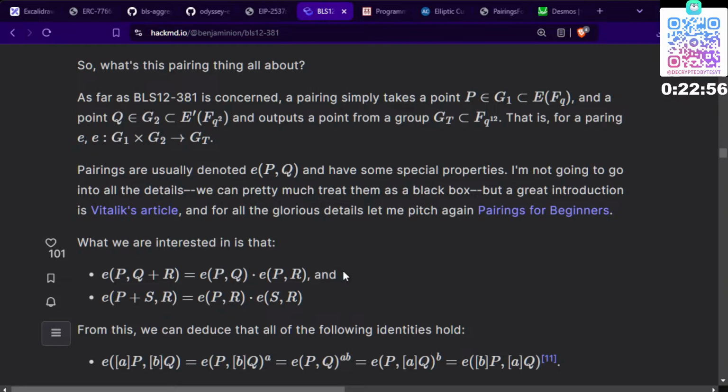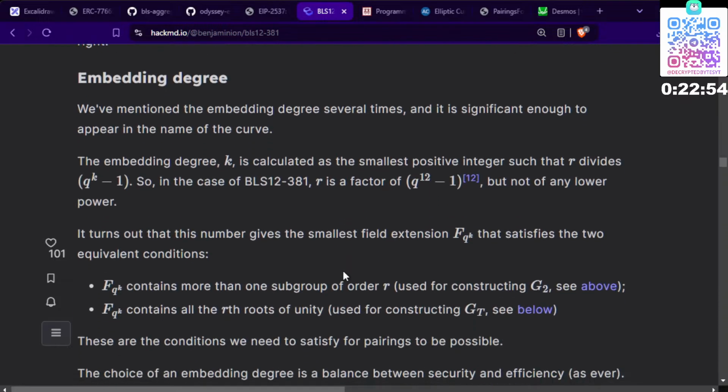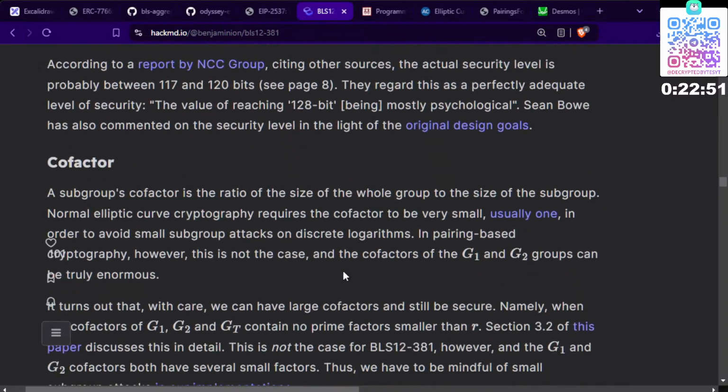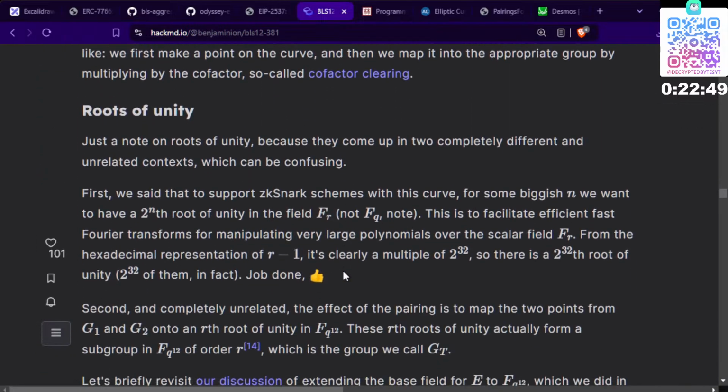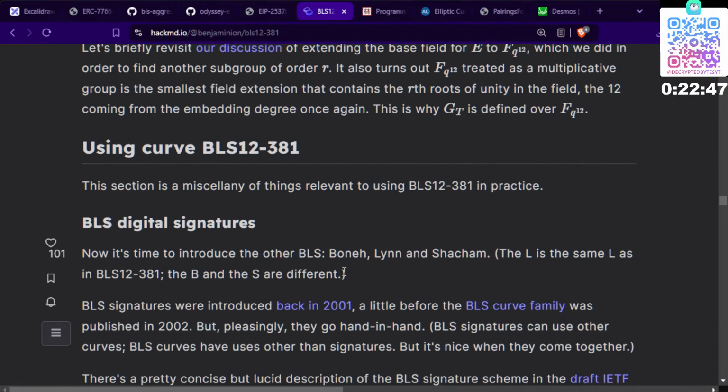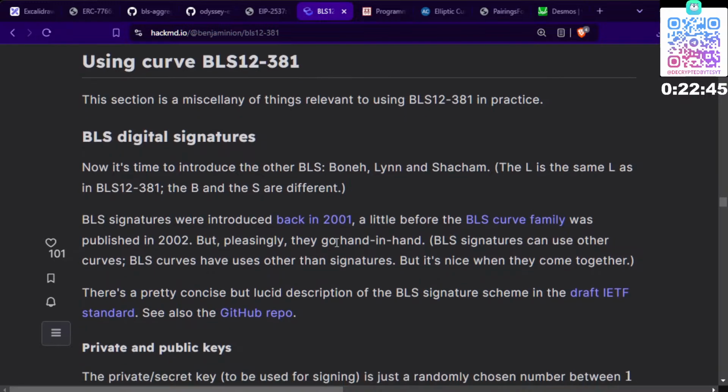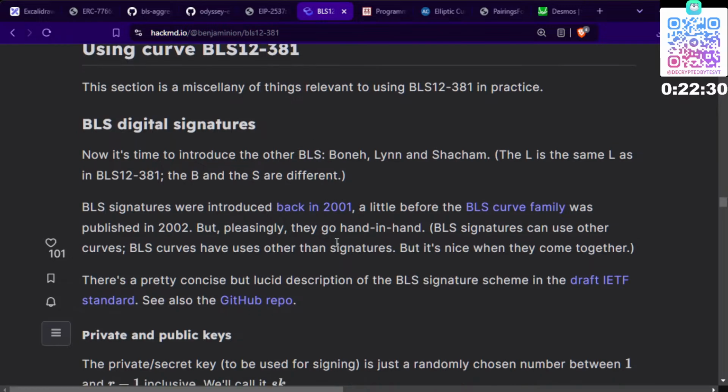Okay, I don't understand yet here. Sorry to curse, but I really don't. Okay, this section is miscellany of things relevant to BLS signatures. Okay, that's cool. That's what we want.